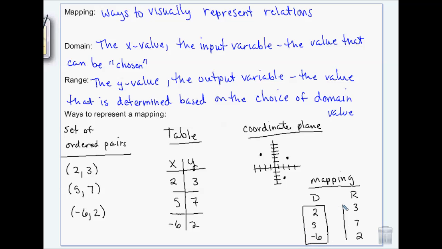With the mapping, you list all the domain elements or values in the first box. You list all the range elements in the second box. You never repeat. So if there was a 3, a 7, and another 3, I would only list it one time in each box. So each number only goes once in a box. And then you draw an arrow between the numbers that go together. So 2 went with 3, so put an arrow. 5 goes with 7, -6 goes with 2.